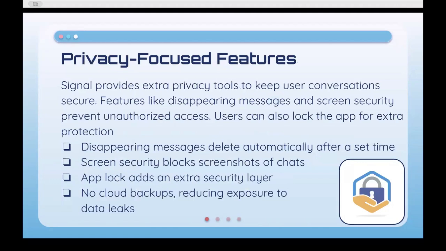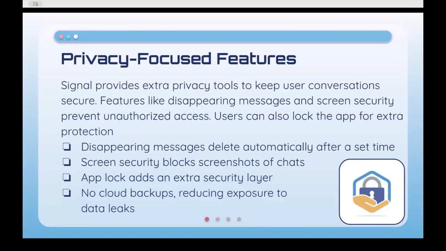Now, moving on to the more stern privacy-focused features. Signal provides extra privacy tools to keep user conversations secure. Features like disappearing messages and screen security prevent unauthorized access. Users can also lock the app for extra protection. This means not only does Signal provide security in the sense that Signal itself cannot view the app, but you can also make the app on your phone more secure through other ways, such as locking the app for extra protection.